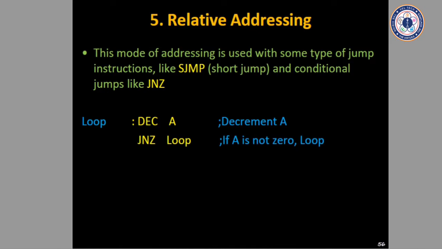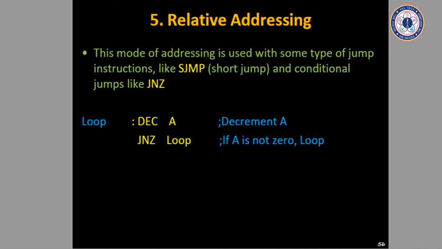So what is the range of the relative addressing mode? For short jump, it is minus 128 to plus 127. So it can jump between minus 128 to plus 127 for the short jump. Long jump means we can access any location within the 64 kilobytes of locations.